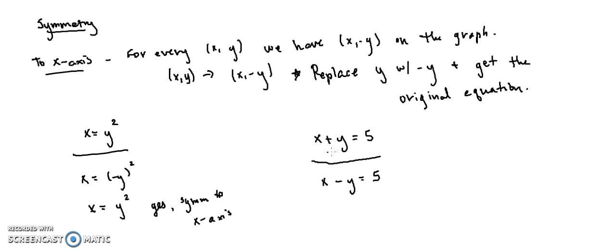The only trick that we can try to get this to match the original is to multiply through by a negative and see if that fixes the signs. Remember, when you multiply through by a negative, it's going to change all of the signs. So we're going to get negative x plus y equals negative 5. Is that the same as what we started with? No. So this is not symmetric to the x-axis. And that should make sense because it's a diagonal line. It's not going to be symmetric. Okay, so that's symmetry to the x-axis. We replace y with negative y and see if we get the original equation.